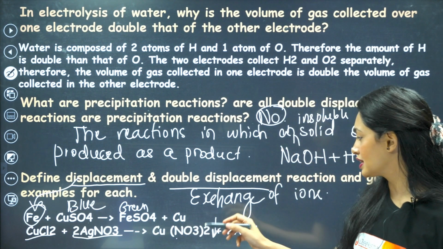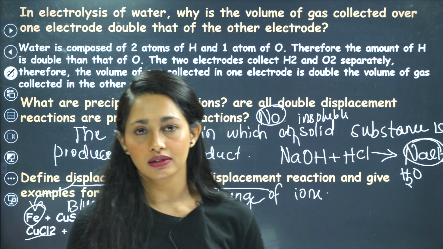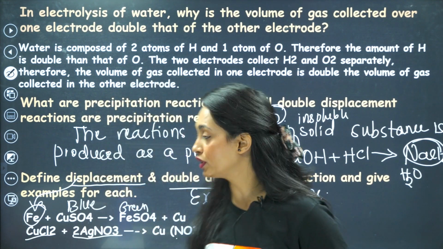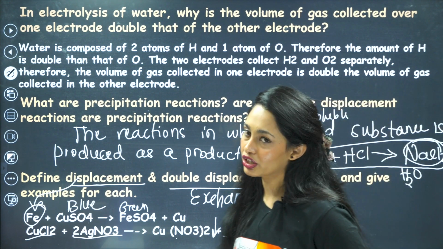Copper nitrate, Cu(NO3)2, and AgCl. AgCl. So this can be given as the example. You can give this as an example for double displacement reaction as well.